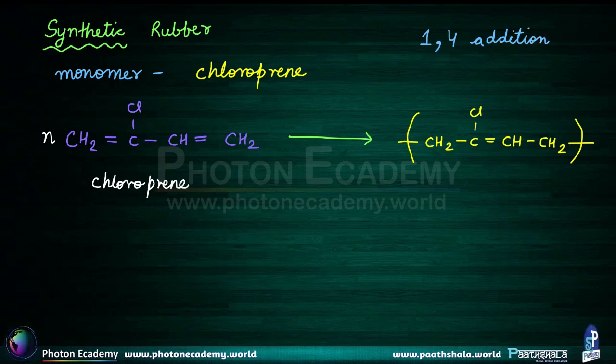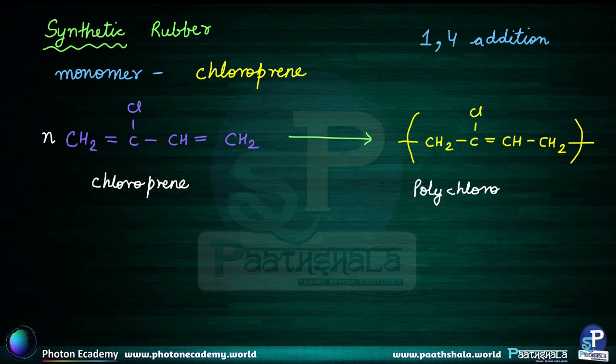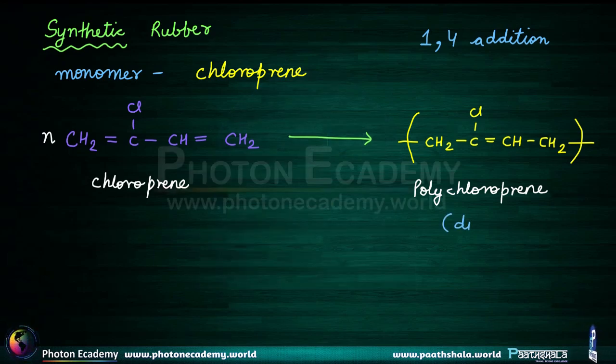The particular polymer that we have just obtained is called polychloroprene. Notice how we just add poly to the monomer name and we write the polymer's name. Now our polymer over here called polychloroprene is also known as neoprene. And this is what is synthetic rubber.